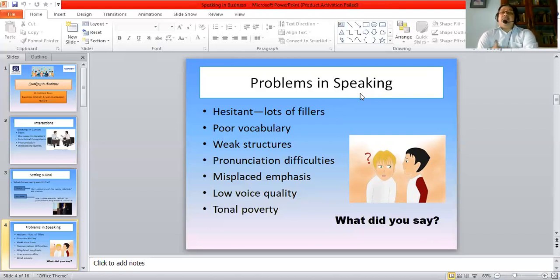Then there is poor vocabulary. Often you may not be clear about the business terminology or the terms and expressions which you have to use in the workplace context. Or people are not conversant with various terms that they have to use at all. So that would mean a corresponding loss of competence as far as the content of your speech is concerned. So you need to know the right vocabulary and also how to use it.